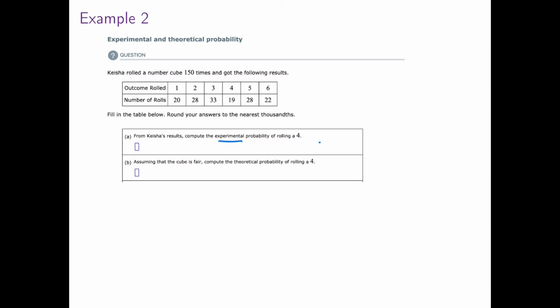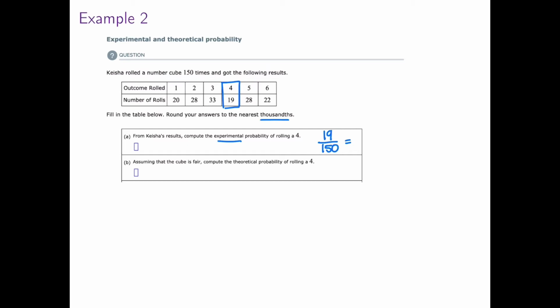Well, she rolled the dice 150 times. And how many times did she get a 4? Well, it's right here. It told us 19 times. So 19 over 150 is our answer. When we round 19 over 150 to our nearest thousandth, that's three decimal places, we'll get 0.127.